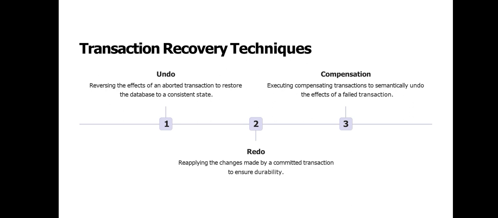Transaction recovery techniques. There are three techniques: undo, redo, and compensation. The first one, undo, reversing the effects of an aborted transaction to restore the database to a consistent state. Second one, redo, reapplying the changes made by a committed transaction to ensure durability. Third one, compensation, executing compensating transactions to semantically undo the effects of a failed transaction.